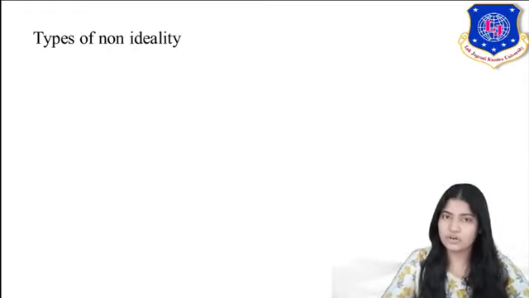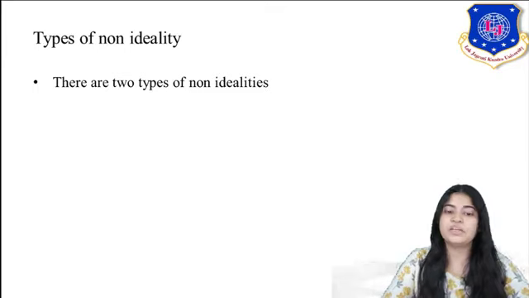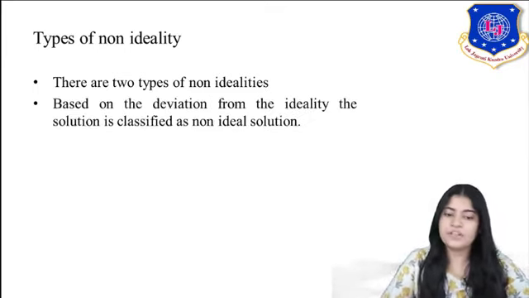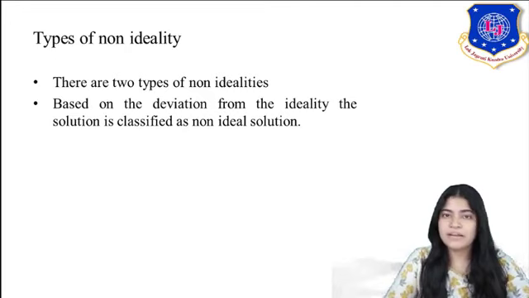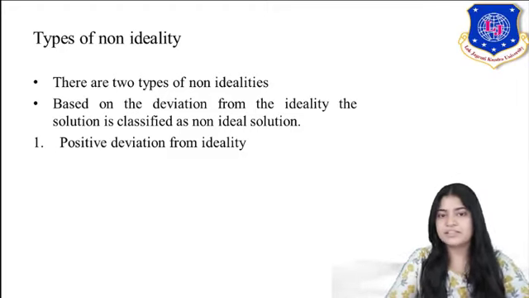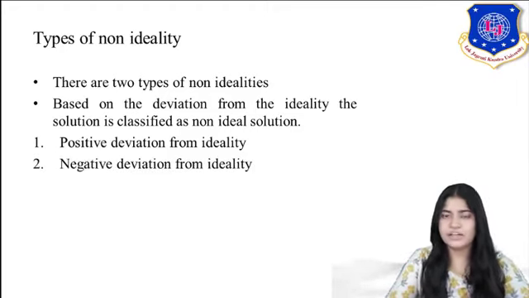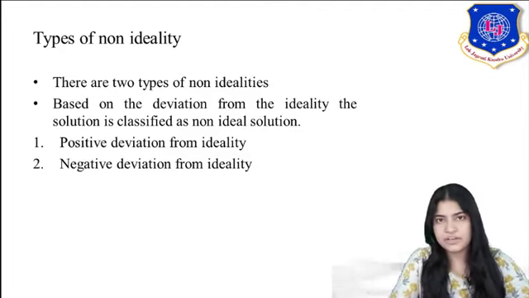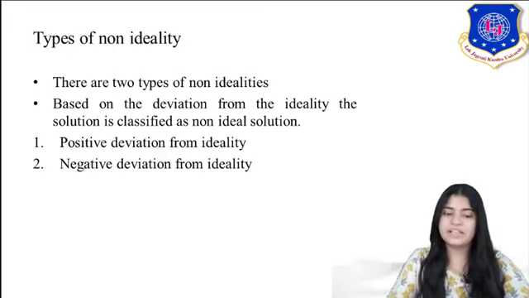Now there are two types of non-idealities. Based on the deviation from ideality, the solution is classified as a non-ideal solution. There are two types of deviations from Raoult's law: one is positive deviation from ideality and the second is negative deviation from ideality. From the name itself you can see the difference is either positive or negative. We will study that in detail.